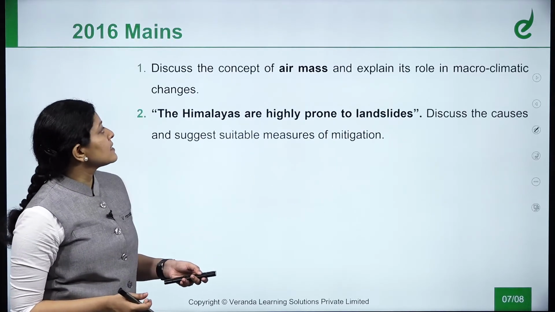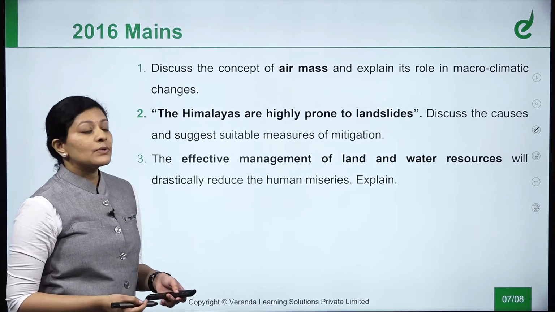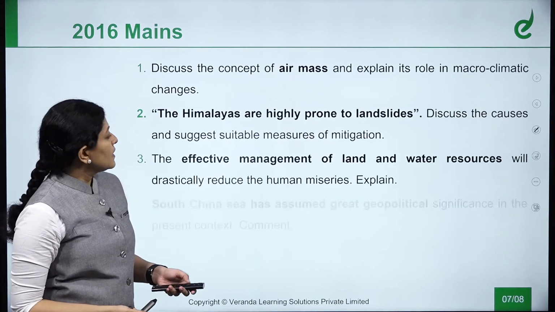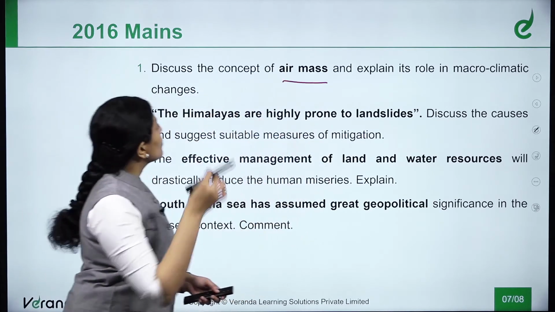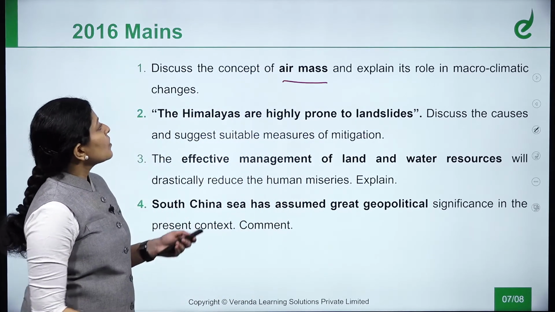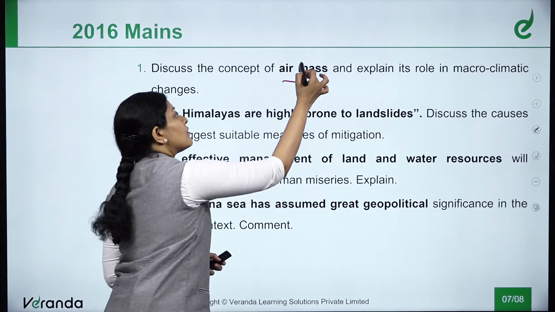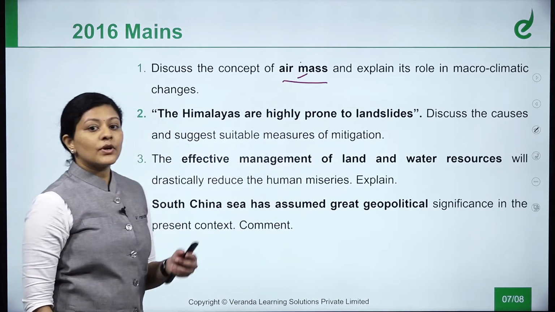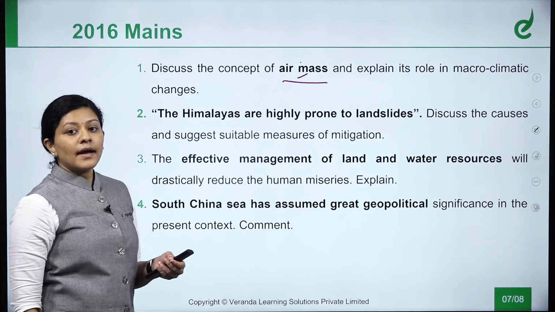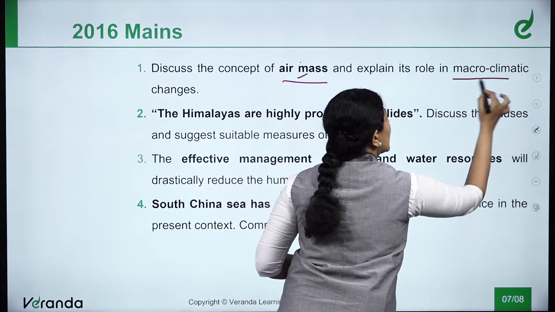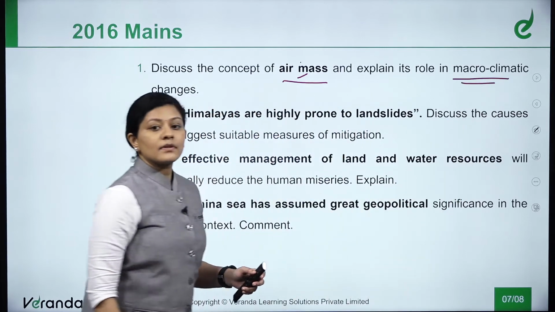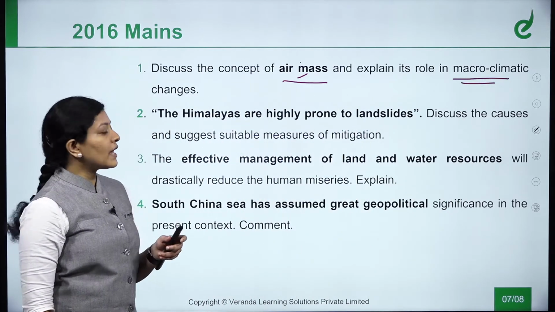And next we shall see the 2016 mains question paper for geography. Discuss the concept of air mass and explain its role in macroclimate changes. So you're going to revolve around this particular concept. We're going to discuss what is air mass and going to explain how the air mass affects the macroclimatic region. So that's how you're going to revolve your answer.